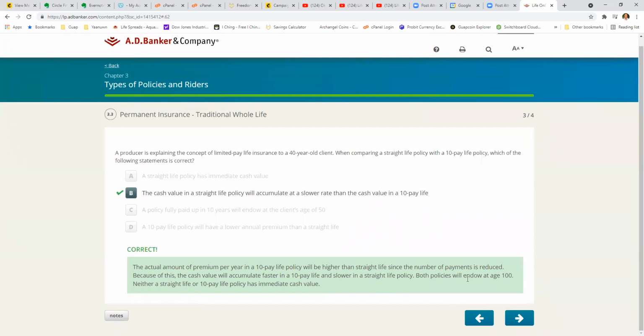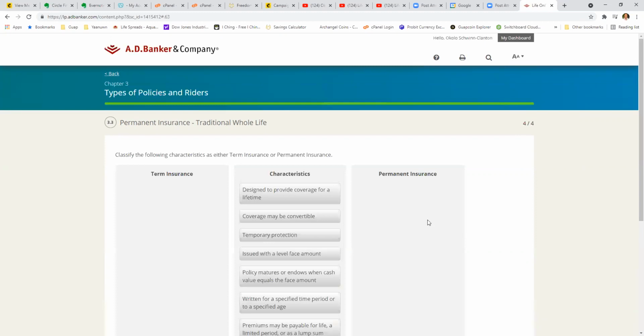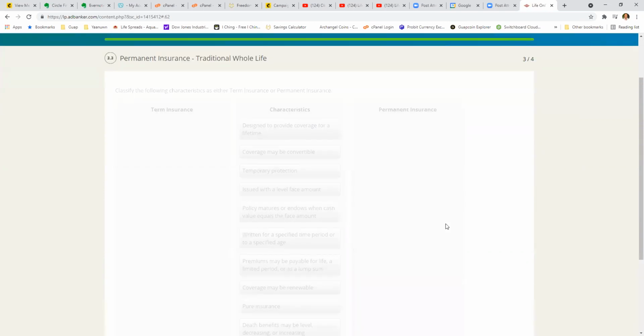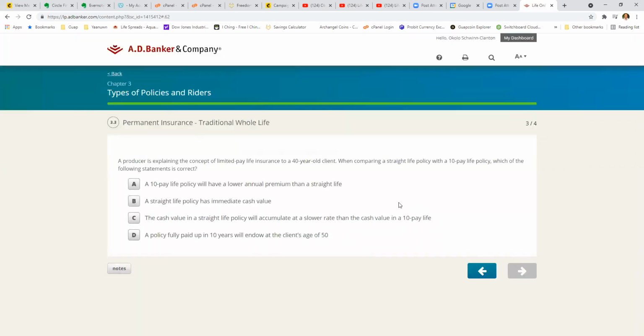Both policies will endow at age 100. Neither a straight life or a 10-pay life has immediate cash value. Neither do. Classify the following characters. Just a question. Oh, absolutely. After you pay your first premium, then there's some small amount of cash value, isn't there, usually?